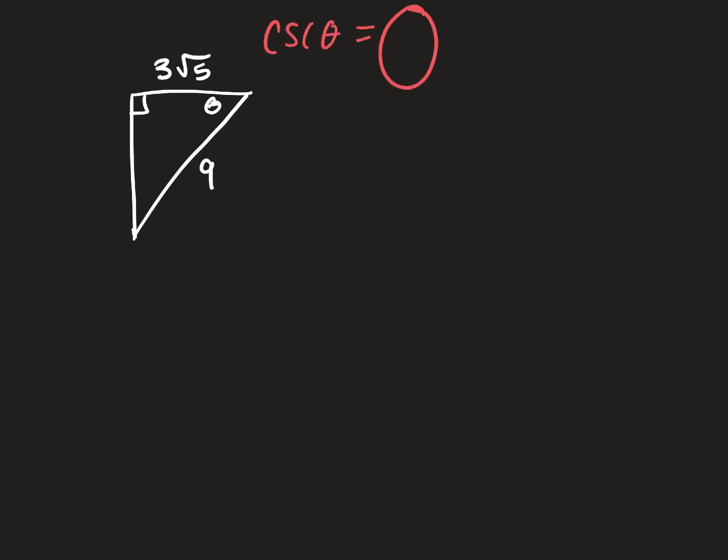Okay, so we have a triangle. This is our reference angle. We know the hypotenuse is 9. This leg is 3 times the square root of 5. It's asking us to find the value of cosecant. So it's just asking us to find that fraction, right? We're not trying to solve for the angle measure. So you need to find that side first.